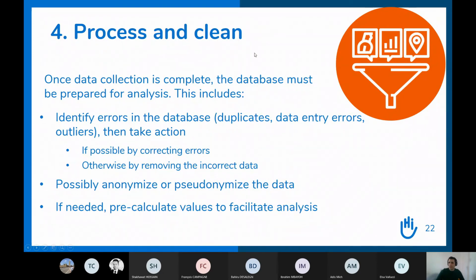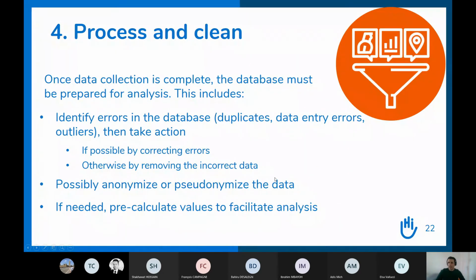And sometimes you are also going to want to pre-calculate some values to make the analysis a bit faster and easier in the next step. It's not necessarily needed, but sometimes it's helpful to have this kind of thing.